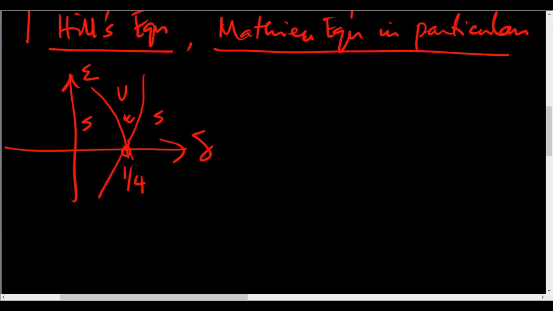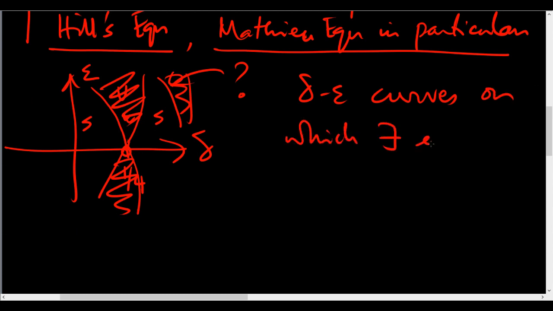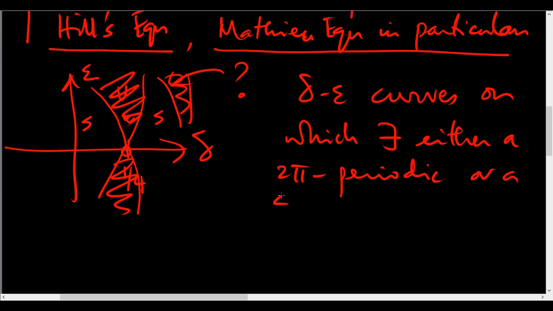We have done this analysis earlier, but there may be other stability boundaries. This one may extend like this. So this is unstable, this is unstable, there may be other unstable regions. We want to find them. We don't want to do a stability analysis on the whole plane. We will just look for delta epsilon curves on which there is either a 2 pi periodic or a 4 pi periodic solution. So our stability analysis just became much easier. Okay, so how do we think about that?